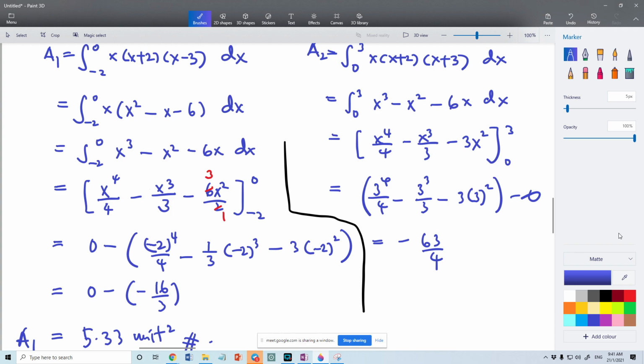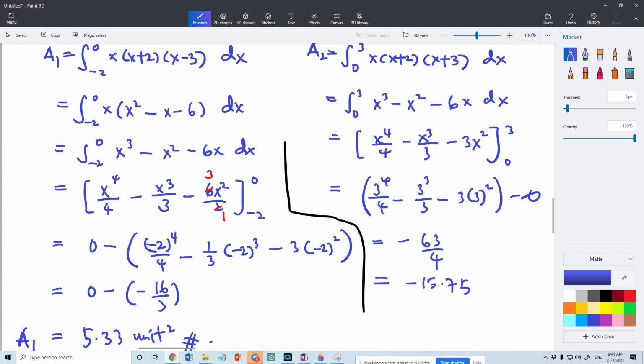Okay, now you see, what do you notice? Here we get negative. Look at it. Number 2, area 2, you get a negative answer. Why do you get a negative answer? It is because of the region. Because it is a negative region, that's why you get a negative answer. So the answer in decimal is negative 15.75. Okay, this is what we have in the calculator.